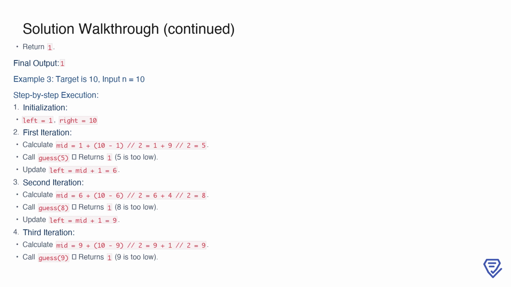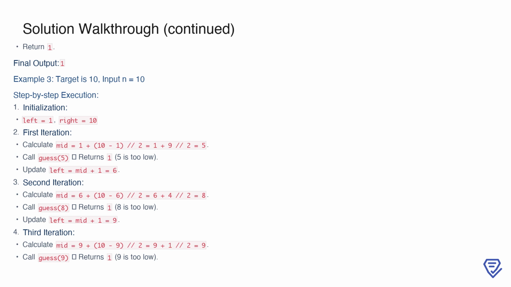In the second iteration, the new mid value is calculated as 8. Calling guess 8 also returns 1, indicating it's still too low, so we update left to mid plus 1, which becomes 9. In the third iteration, mid is recalculated as 9. Once again, calling guess 9 returns 1, so we shift left to mid plus 1, setting it to 10.